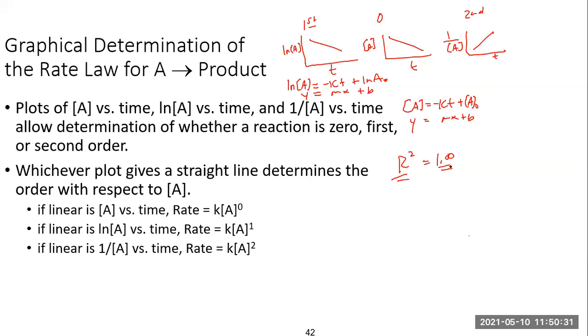Again, if the concentration versus time graph is more linear, then it would definitely be zero order. First order, if this one was more linear, and obviously second order if this one was more linear. Any questions on orders or anything like that?